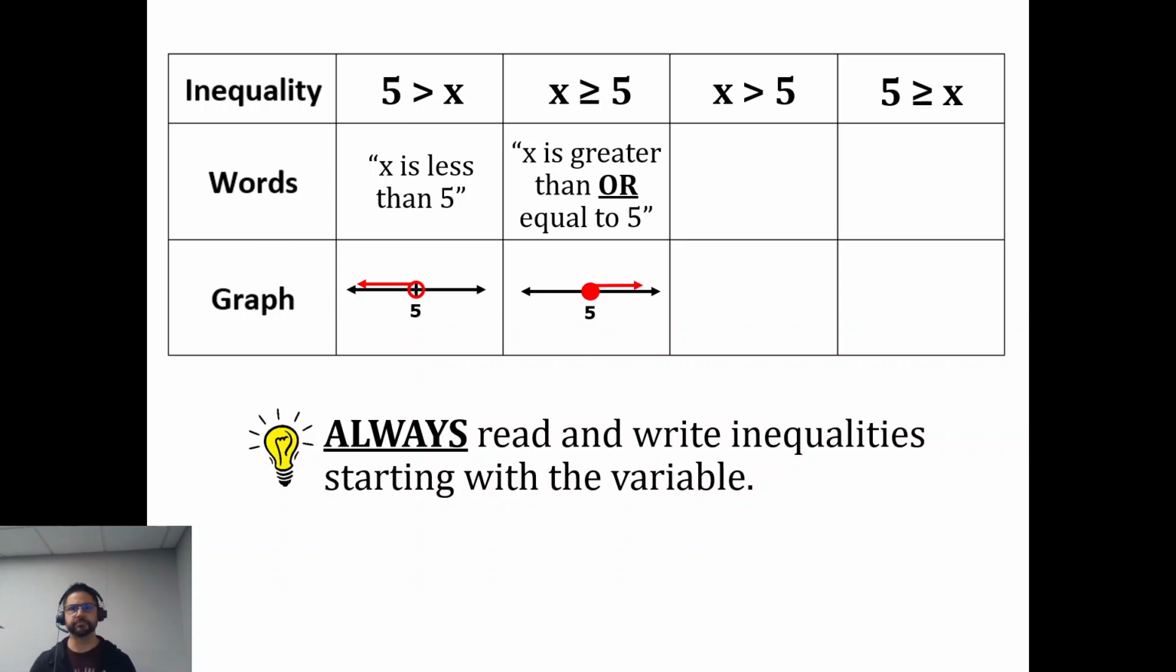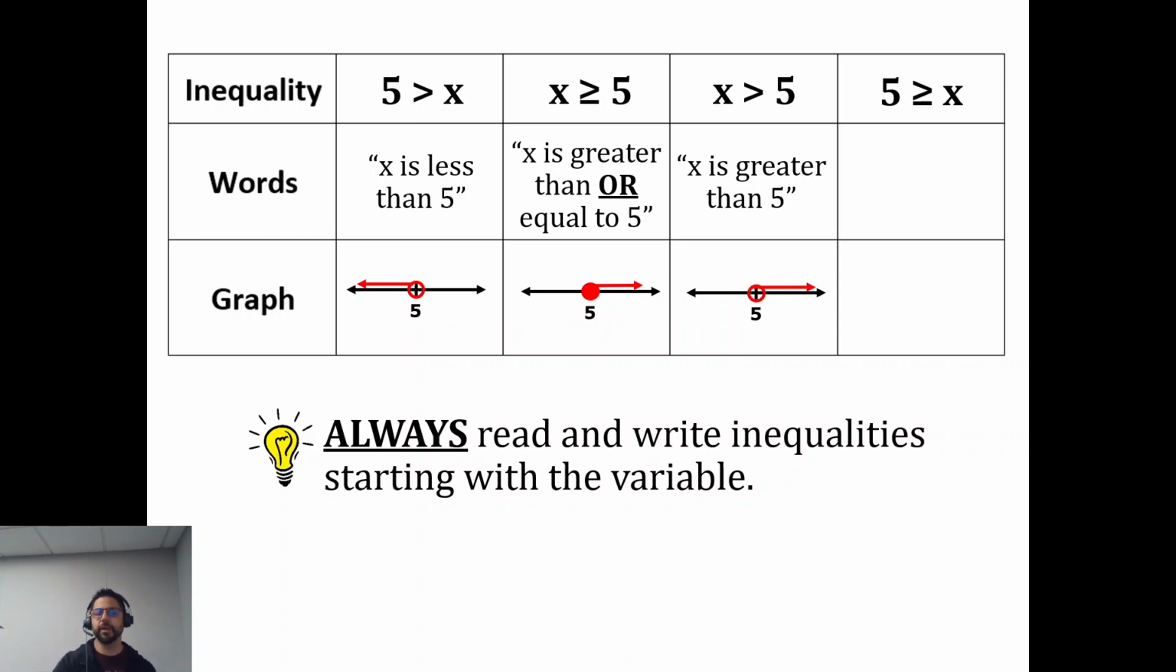Shading to the right. So the only difference between the one that we just did and the next one is there's no equal to part. X is greater than 5. So it means we are going to have an open dot and shading to the right.